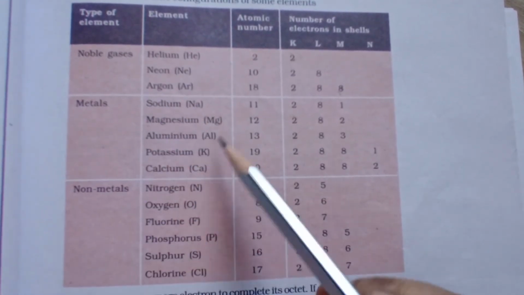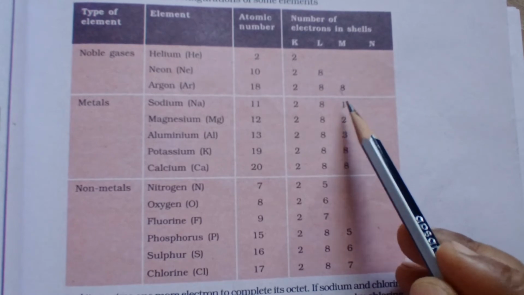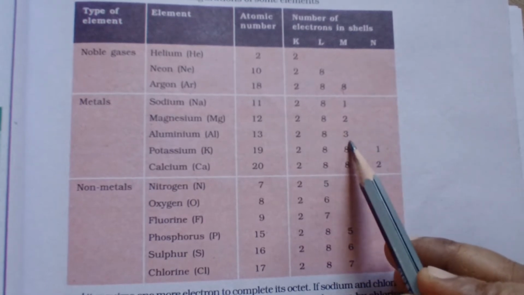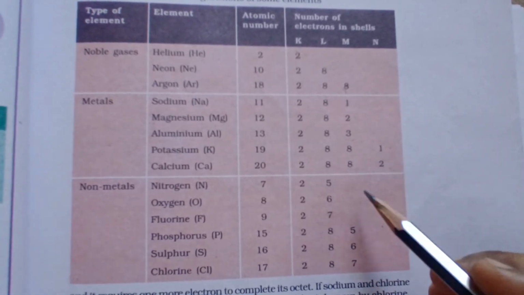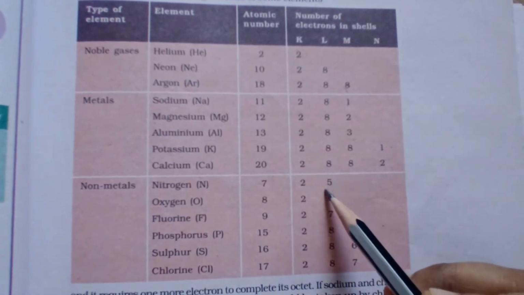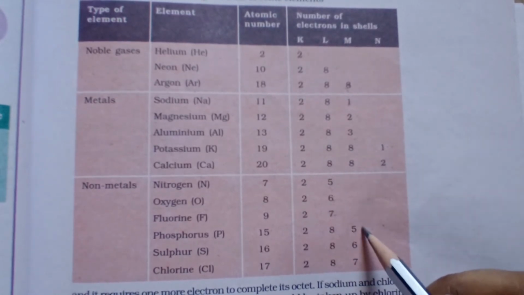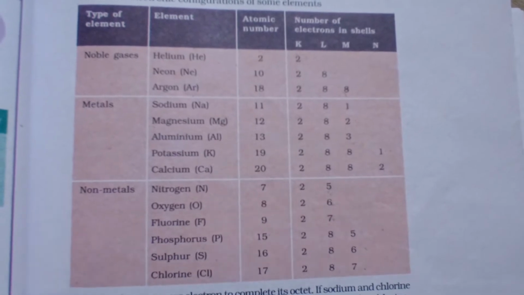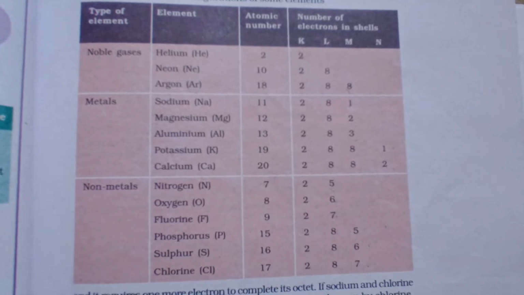If you see these metals, sodium, magnesium, aluminum, potassium and calcium, here M shell contains one electron. Magnesium contains 2, aluminum contains 3, and potassium has 1 and calcium 2 at the valence shell. In the non-metals also, if it needs 3 more electrons to complete the octet, here 2 electrons, here 1 electron, here 3, here 2, and here 1. So the electrons present in the outermost shell, that is the valence shell, decide the combining capacity or reactivity of the elements with other elements.